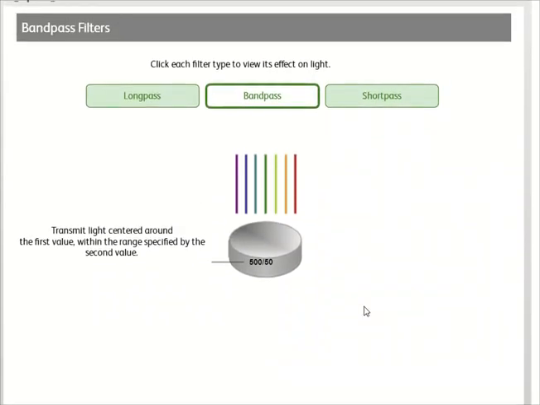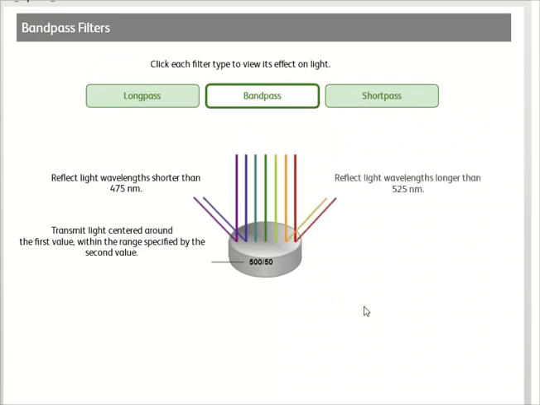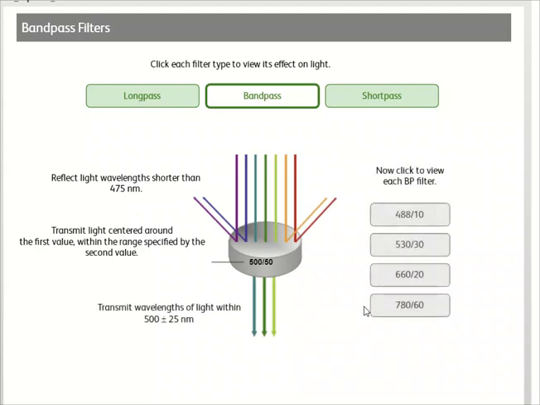Bandpass filters transmit light around the first value within the range specified by the second value.